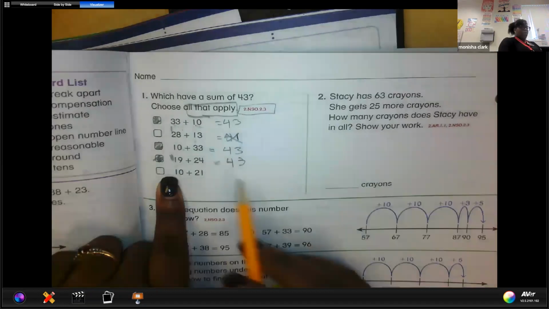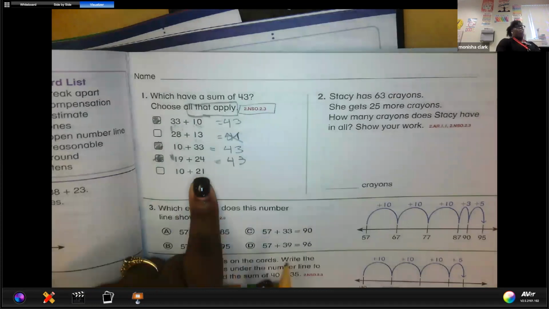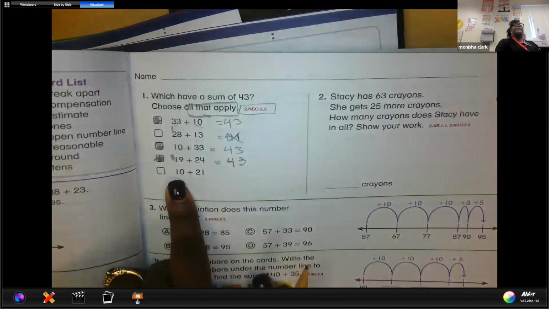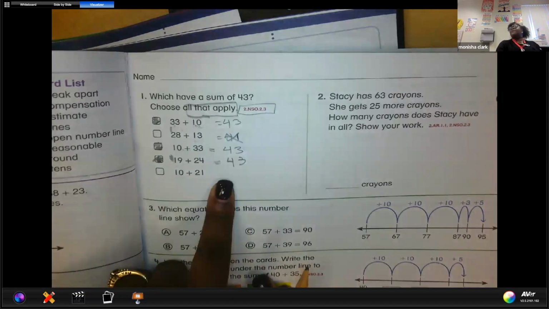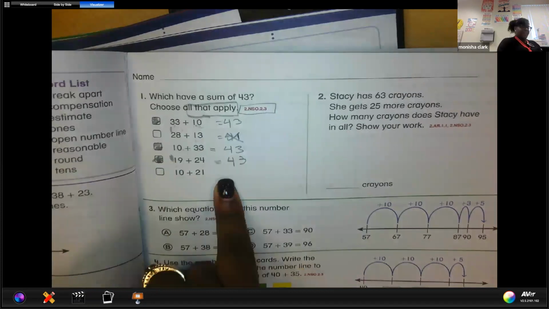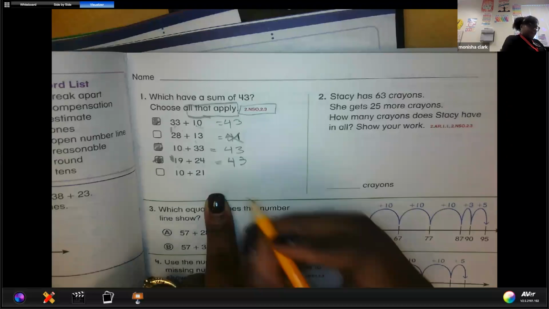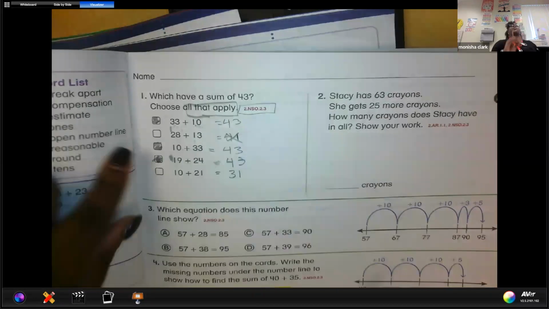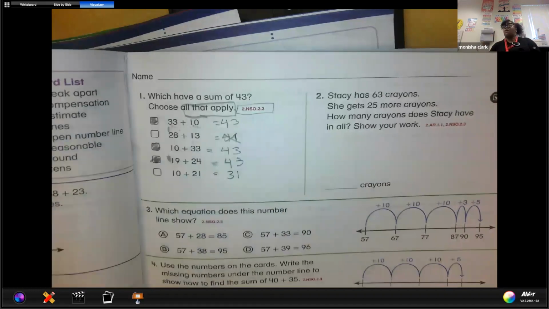So now, this is quick math. Why is this quick math? Because we're just adding a 10. Somebody raise their hand and tell me what that answer is. Lily? 31.